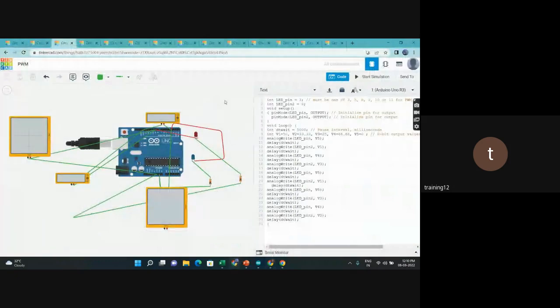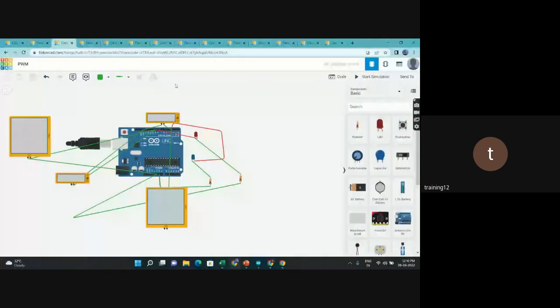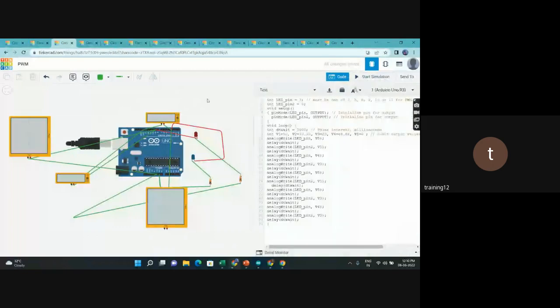Can you see my screen? Yes, sir. Okay. So here we have used that thing. This is an oscilloscope. Have you heard of the oscilloscope? No, sir. Okay, okay. The oscilloscope is used to show the signal.